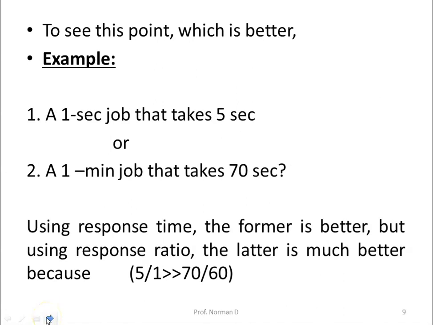Here we are trying to see whether the response time or the response ratio is to be considered. Here is an example. We have a 1 second job that takes 5 seconds and a 1 minute job that takes 70 seconds. If you look at both these cases, you will feel that the response time of the first one is better. But when you find out the response ratio, you'll get to know that the second one performs better.